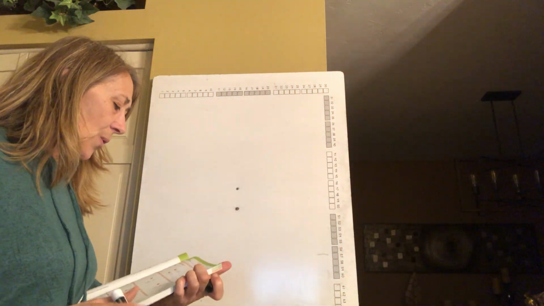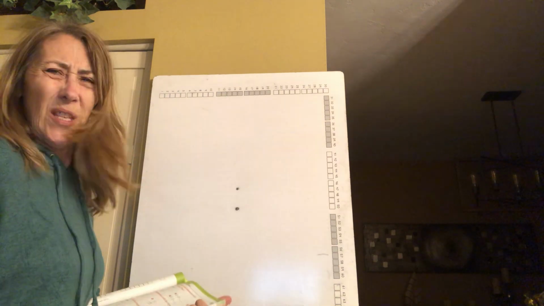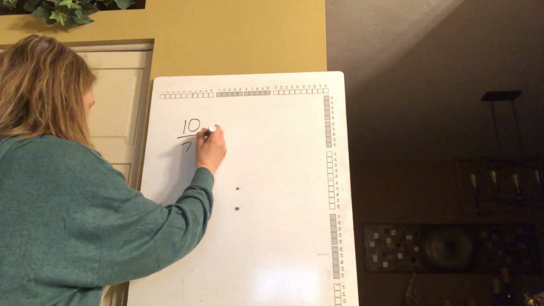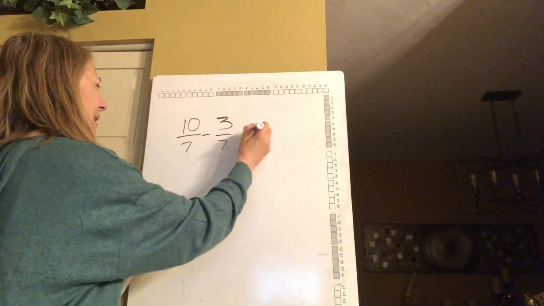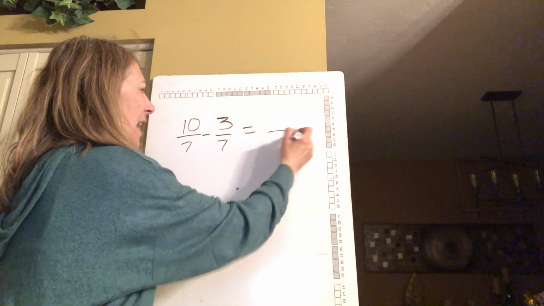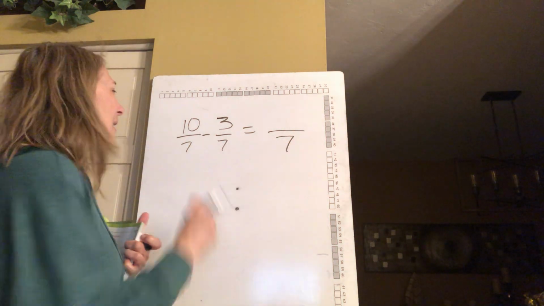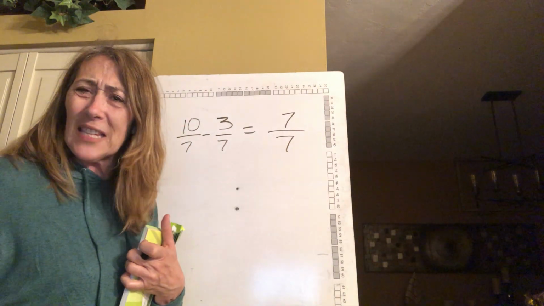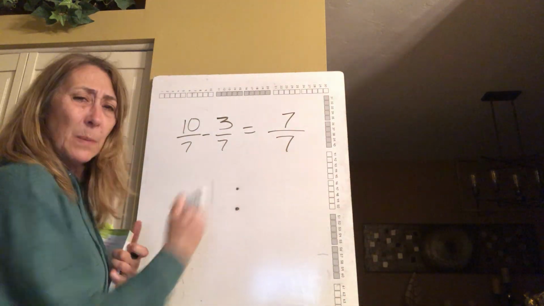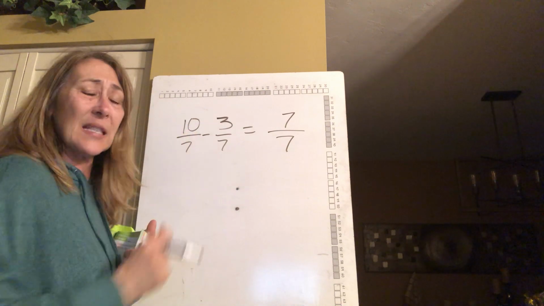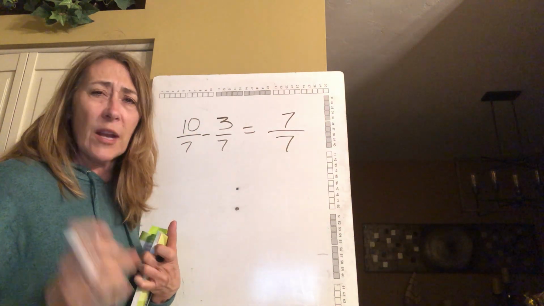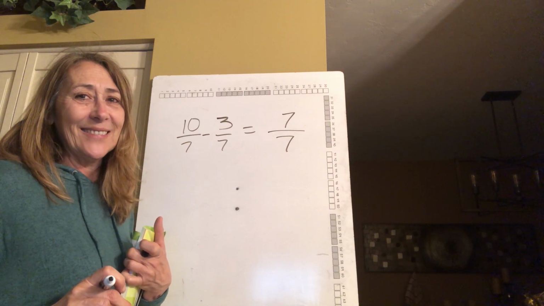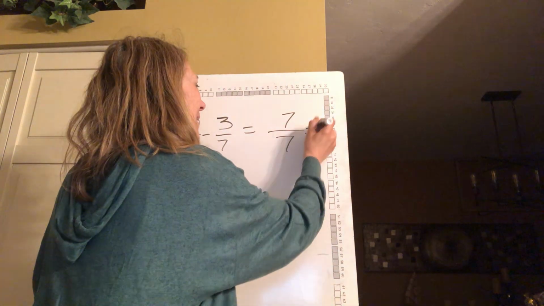Let's go to, the subtraction ones are quite easy. Number 3 is 10 sevenths minus 3 sevenths. So my denominator stays the same at 7. 10 minus 3 are 7. What do I know about 7 sevenths? 7 pieces for the whole, and I have 7 of those pieces. Whenever my numerator and denominator are the same, what does that equal? 1. That's right, we're simplifying it.